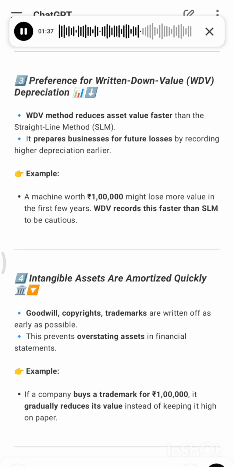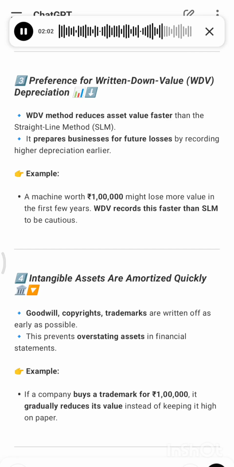4. Intangible assets are amortized quickly. Goodwill, copyrights, and trademarks are written off as early as possible. This prevents overstating assets in financial statements. Example: if a company buys a trademark for $1,000, it gradually reduces its value instead of keeping it high on paper.